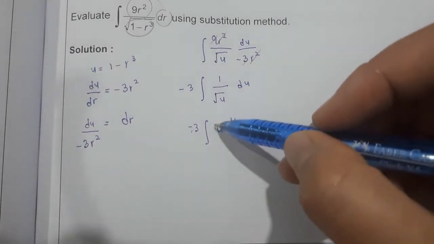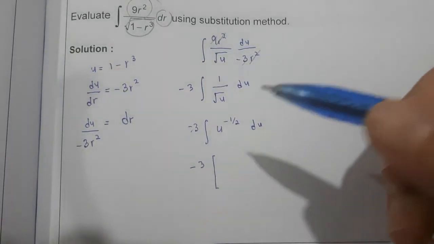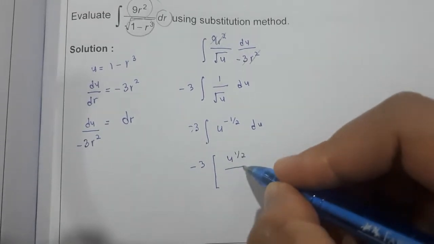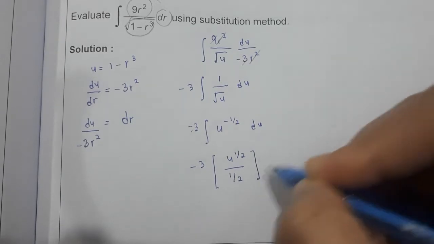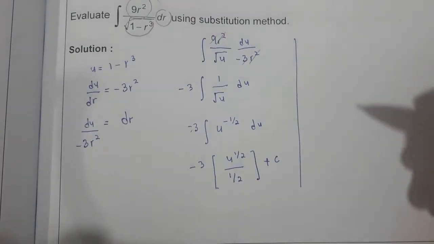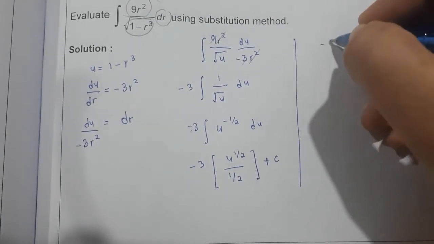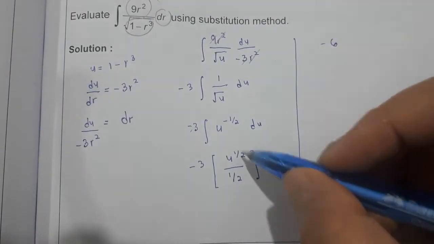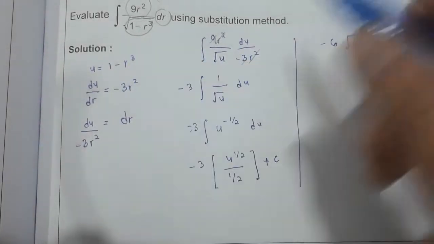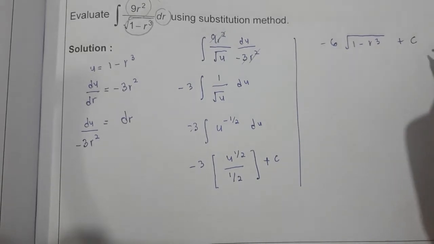So now we can solve the integration. Integrate u power negative 1 over 2. Negative 1 over 2 plus 1 is 1 over 2, divided by 1 over 2, plus c. 2 multiplied by negative 3 is negative 6. U power 1 over 2 is square root, and then replace u by 1 minus r cubed, plus c.